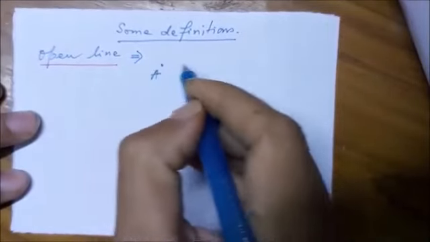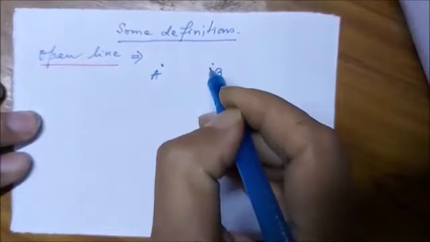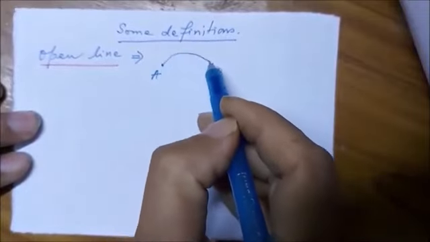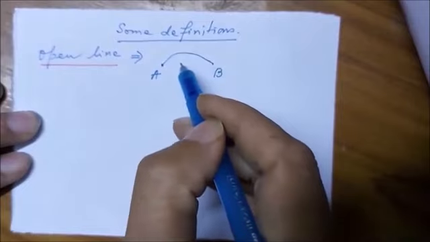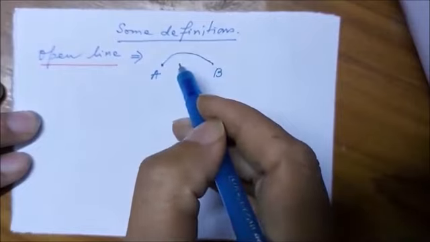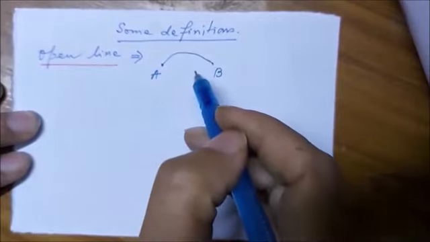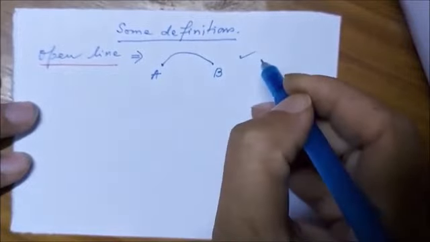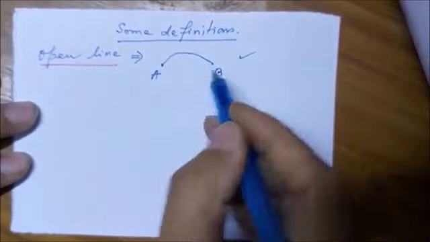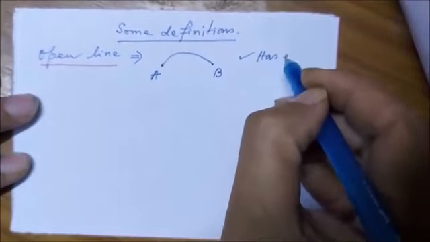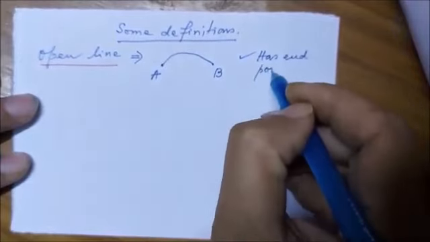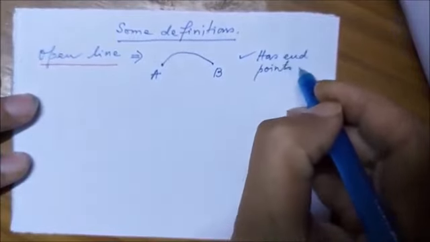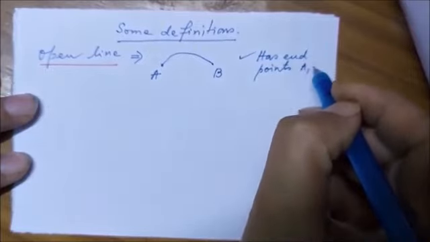Suppose this is point A and this is point B, and this is what we mean by an open line. Now, what are the characteristics of this open line? The first characteristic is that it has endpoints. And the endpoints in this case are A and B.